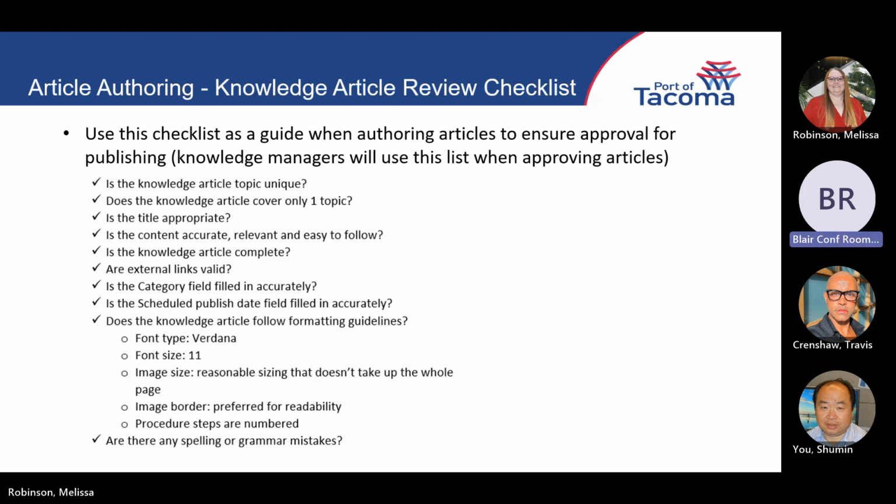So this is the knowledge article review checklist. That's what I was talking about before, that all the knowledge managers will be using to approve your articles. I won't go through this whole list. You guys can read it, but there's some big hitters here, like does the knowledge article cover only one topic? Is the audience appropriate? Is it in the right knowledge base? Things like that. I don't see anything up there about sensitive or protected information. Maybe that's something to add.